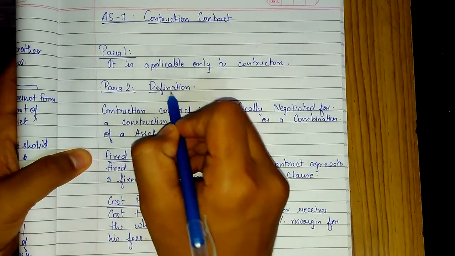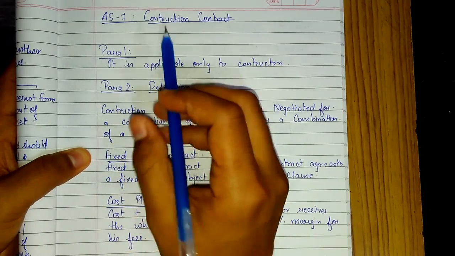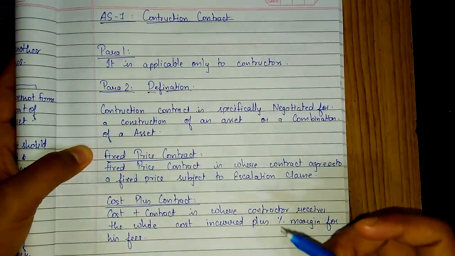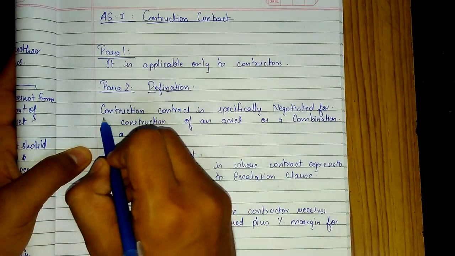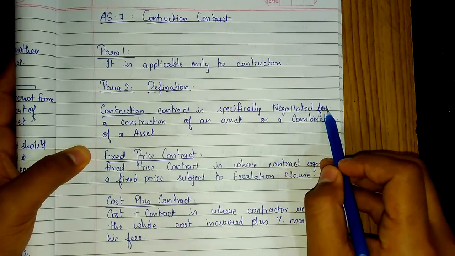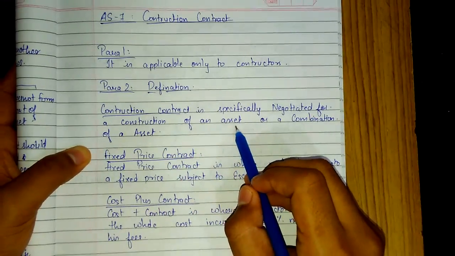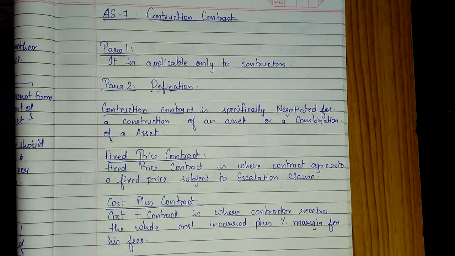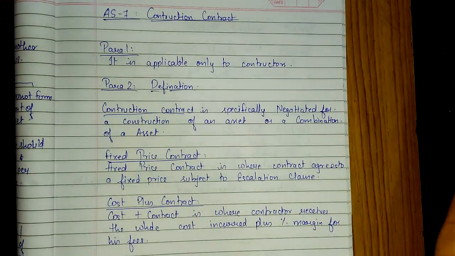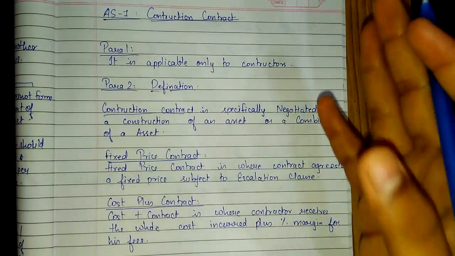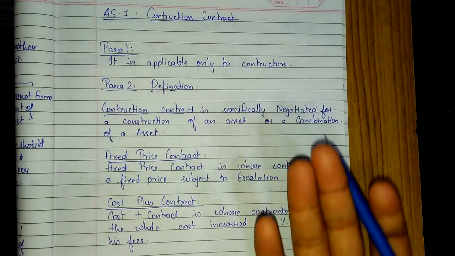Okay. So para 2 talks about the definition of construction contracts, and there are three definitions under this para 2. First is construction contract. Construction contract is specifically negotiated for the construction of an asset or a combination of assets. So this is quite obvious. When will a construction contract be negotiated? Only when there is a construction of an asset or a combination of assets.